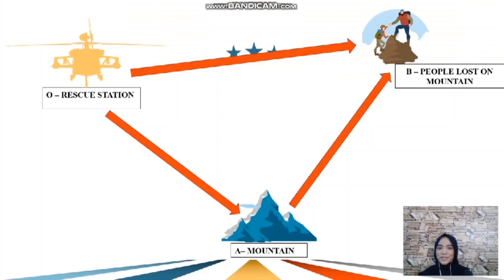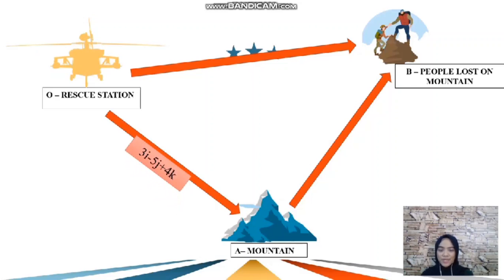Hello, I'm Aimi. I will explain how to calculate the scalar and vector in this question. So we can see in this picture, there is a helicopter of the rescue team, a mountain, and the people who are on the mountain. So as the rescue station, we plot SO. For the mountain, we plot SA. And for the people who are on the mountain, we plot SB.